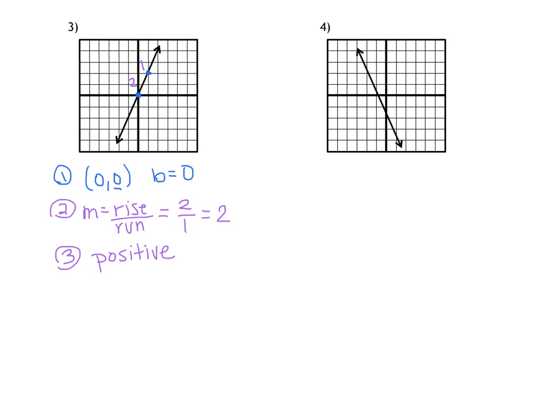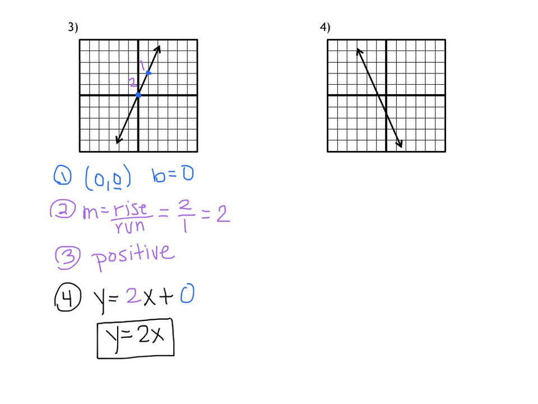And then step 4, we want to put it all together in y equals mx plus b. So y equals, my m is 2 and it's positive. So we have 2x plus my b is equal to 0. So we're adding 0. So now let's simplify this to y equals 2x. And we don't need the plus 0, so your answer is y equals 2x. So let's do example 4 together now.